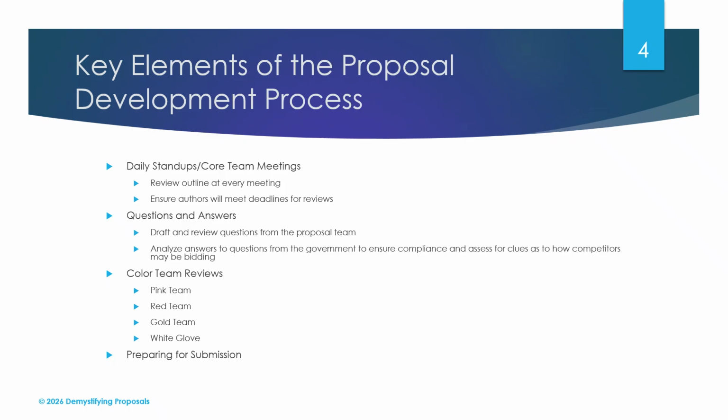Then there are the color team reviews. We'll talk about those in more detail later in this training. Color team reviews typically include pink team, red team, gold team, and white glove. And then there's preparing for the actual submission.